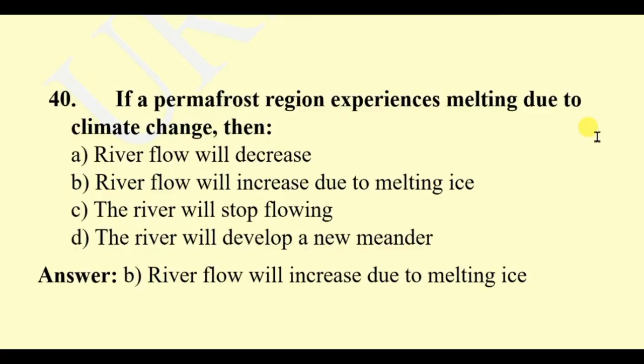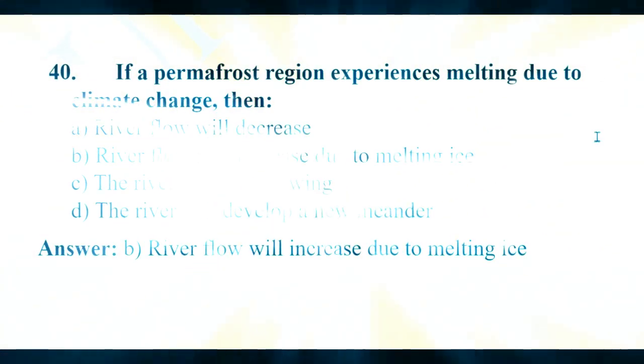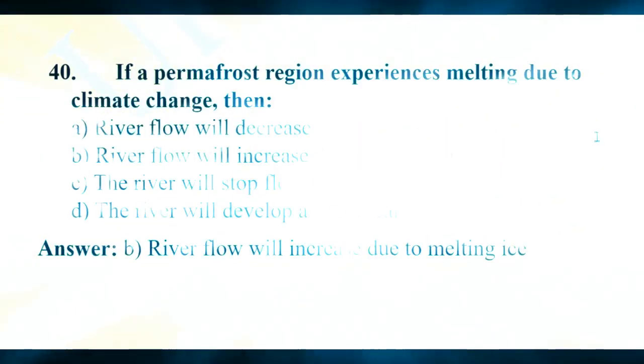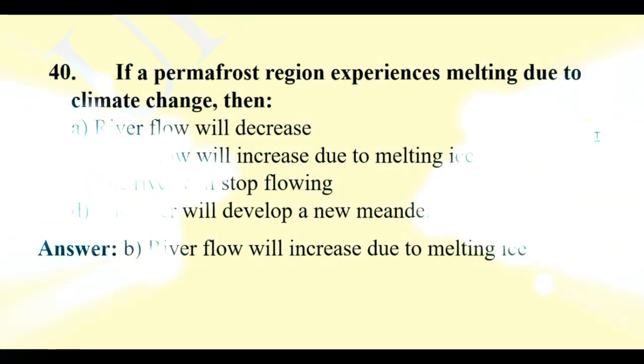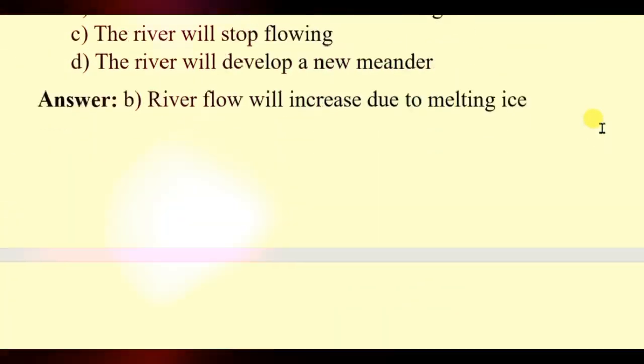Question 40. If a permafrost region experiences melting due to climate change, then river flow will decrease, river flow will increase due to melting ice, the river will stop flowing, the river will develop a new meander. The right answer will be, of course, river flow will increase due to melting of ice in the permafrost region.